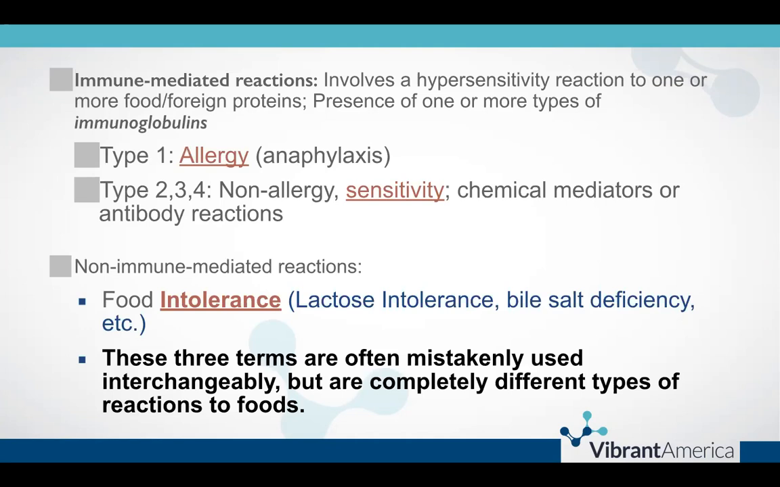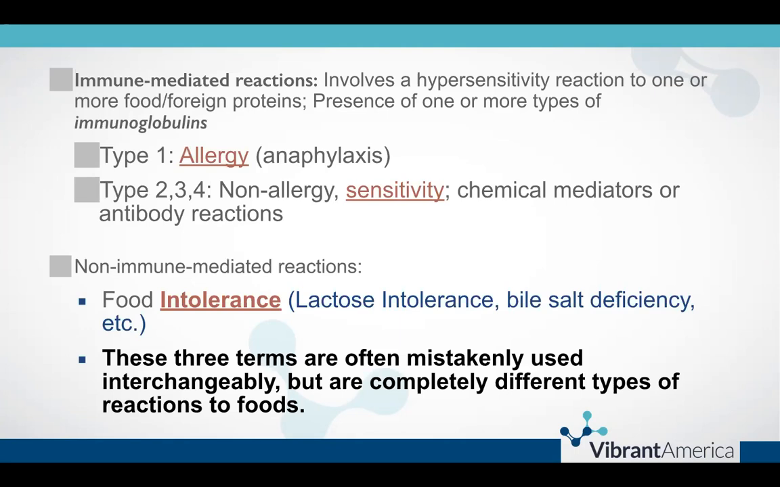Type 2, 3, and 4 are all non-allergic hypersensitivities, and these involve either chemical mediators such as cytokines or antibodies, which are your immunoglobulins of various types, with the exception of immunoglobulin E, since that is the one involved in type 1 hypersensitivities. Now, there are also non-immune mediated reactions that could happen to food, and that's what food intolerances are. So this would be something like lactose intolerance or a bile salt deficiency that impairs fat digestion and absorption.